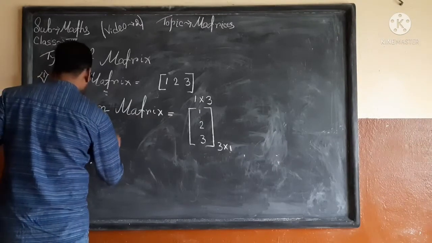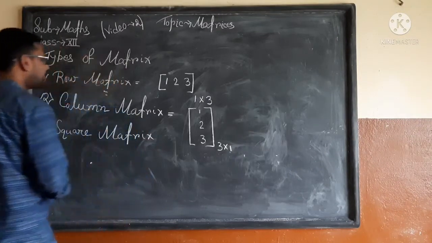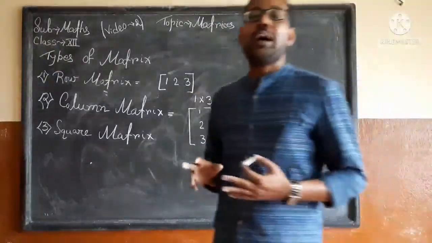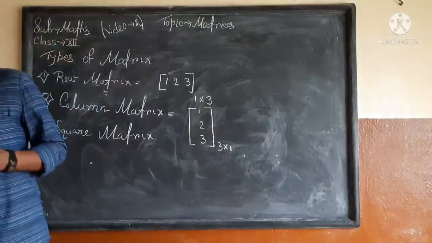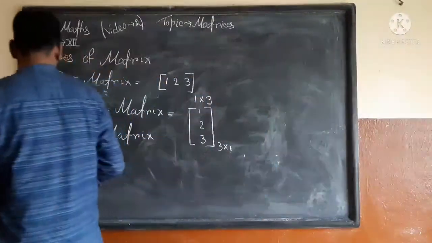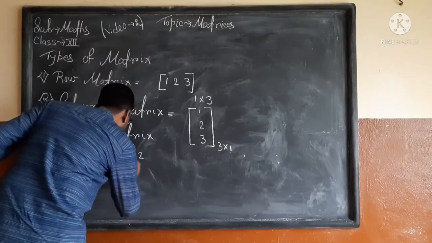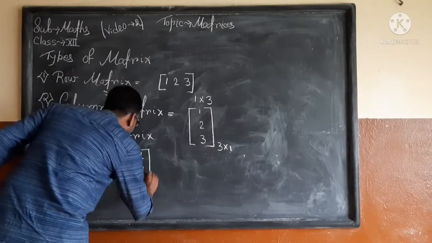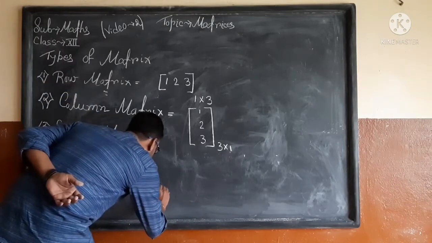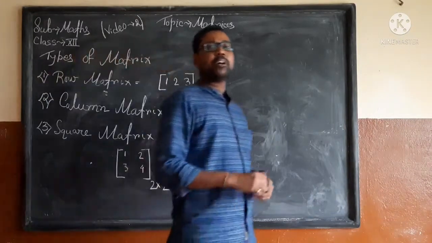The square matrix. A matrix is called a square matrix when the total number of rows is equal to the total number of columns. So that means this is an example of a square matrix, because the order of this matrix is 2 cross 2. The total number of rows is equal to the total number of columns.